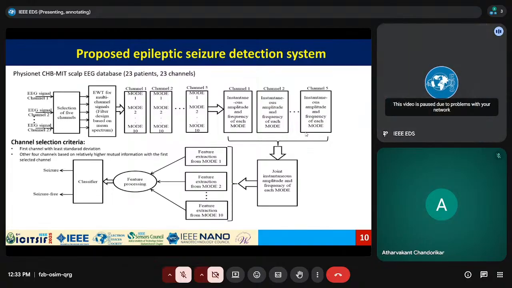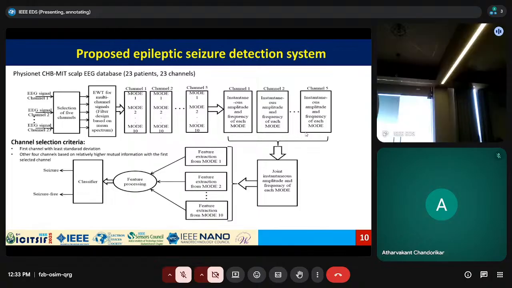And then we apply the empirical wavelet transform to this 5 channel EEG data, and each channel gives 10 modes. Then we compute the instantaneous amplitude and frequency of each mode using the Hilbert transform. Then the joint instantaneous amplitude and frequency of each mode is computed, and we extract features from the different modes. Since it is surface EEG recording, it suffers from noise, so some feature processing is also needed to make the features well behaved in order to use them as diagnostic features. Then we use a machine learning based classifier, which classifies seizure and seizure-free classes.